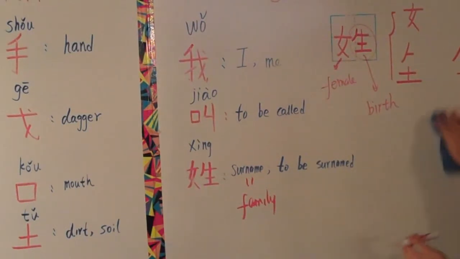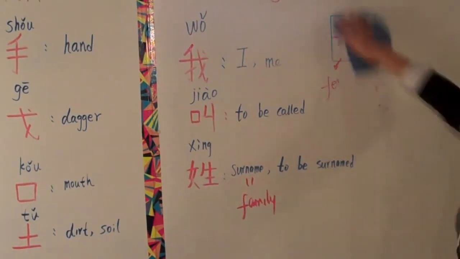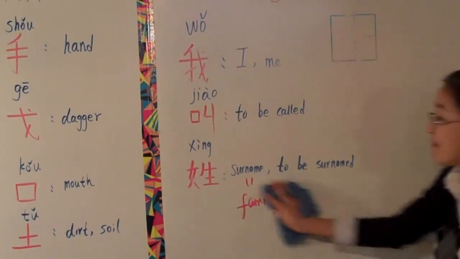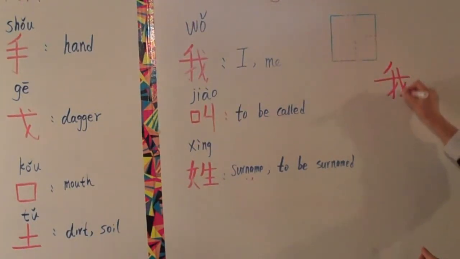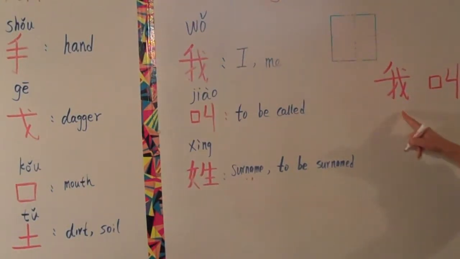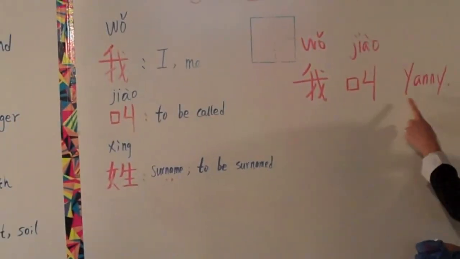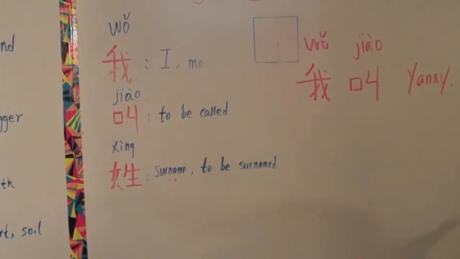Now we have learned lots of characters today. Let's put them together and check what we can make. We know 我, I, and 叫, to be called. 我叫, I am called. 亚尼, that's my name. 我叫亚尼 means my name is Yanni. I am called Yanni.